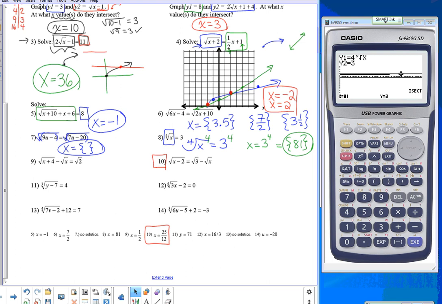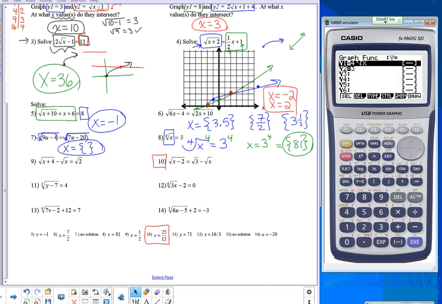Okay, if I wanted to do number 10, whoops, I'm going to go back to my y equals. And the left side of my equation was the square root. And then I need to put the x minus 2 in parentheses. And then that was y1. My y2 is the square root of 3. Just the 3 is underneath that square root. Then I have to subtract another square root with just an x underneath. So I'm going to go back to a standard window.